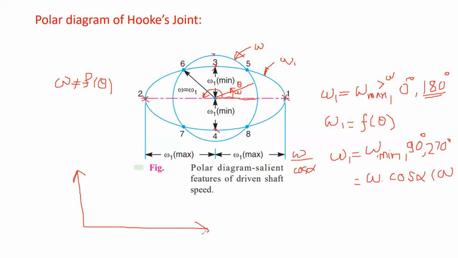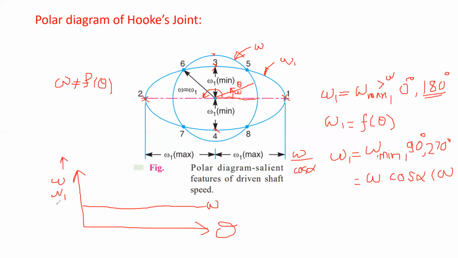Okay, if you want to show it with the help of a graph, you will plot theta on the x-axis and omega and omega 1 on the y-axis. So omega is constant with respect to theta, so for that we will get a straight line. उसके लिए straight line मिलेगा omega के लिए, क्योंकि ये constant है.